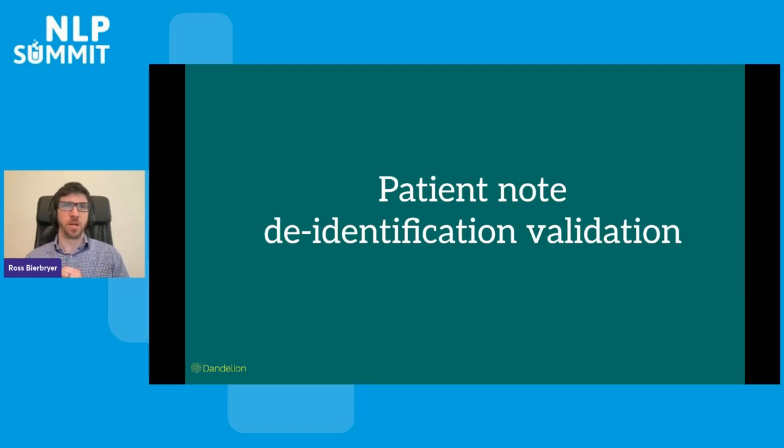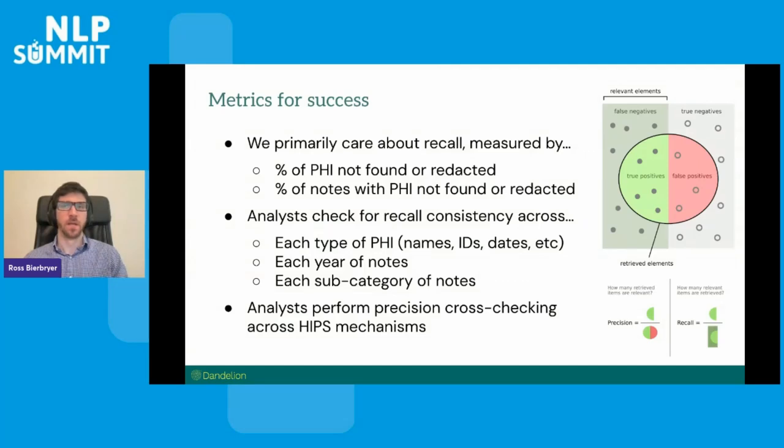So now that we have our processes established, how do we validate that we did the right thing? We measure our success with recall, specifically the number of true positive PHI that were redacted, divided by the true positive count plus the false negative count. This measurement is performed manually by human analysts who are clinically trained reviewers.